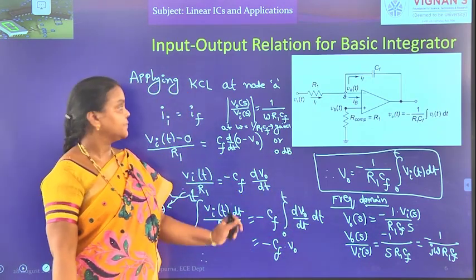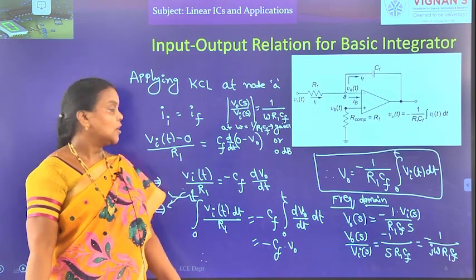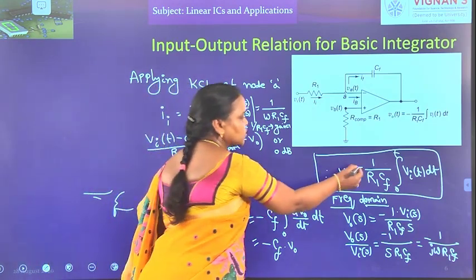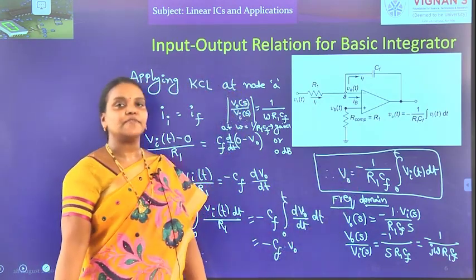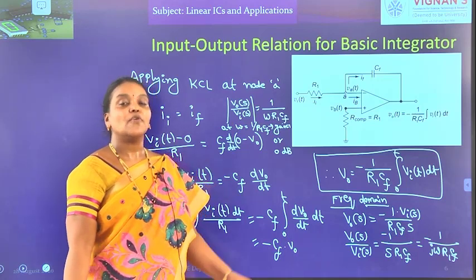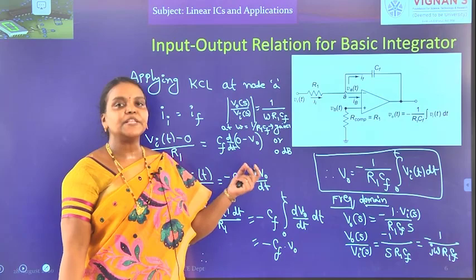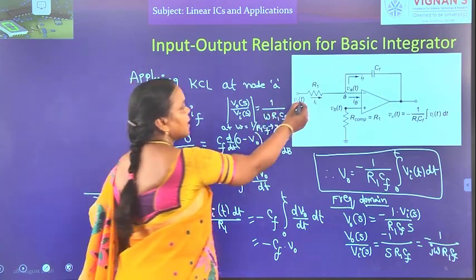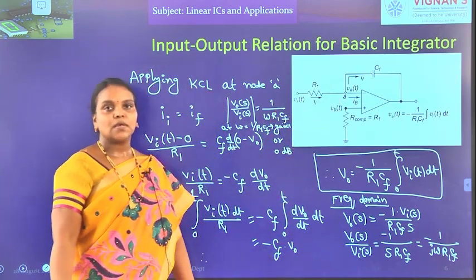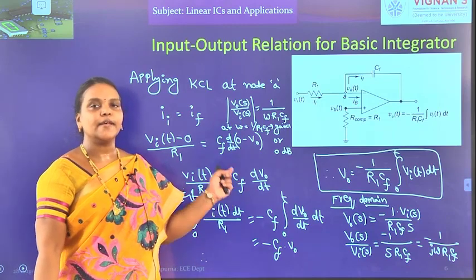Okay, is it clear? And here you can observe there is a negative sign. Why we got this negative sign? Because we are operating the operational amplifier in inverting mode. That means we are giving the input to the inverting pin. Due to that reason we got the negative sign.